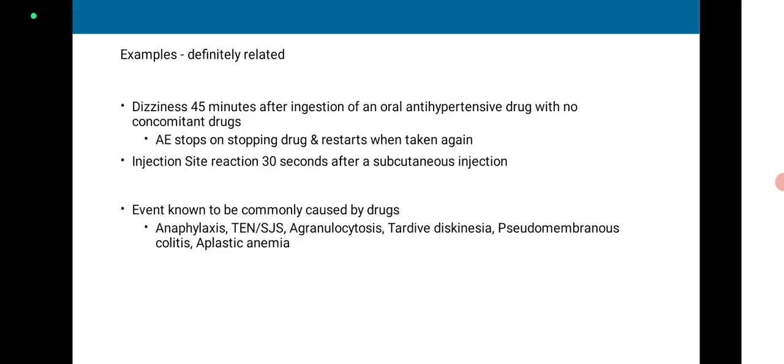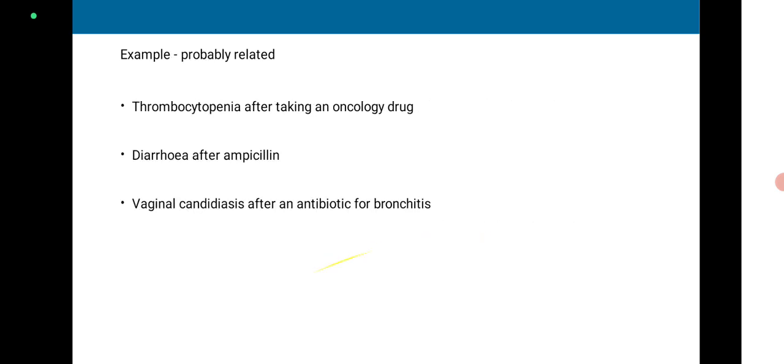Next example is events known to be commonly caused by drugs, such as anaphylaxis, SJS, granulocytosis, radiodyskinesia, pseudomembranous colitis, aplastic anemia. All these come under definitely related ADRs.